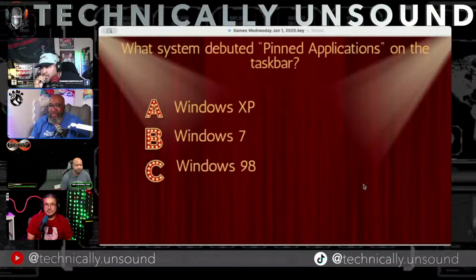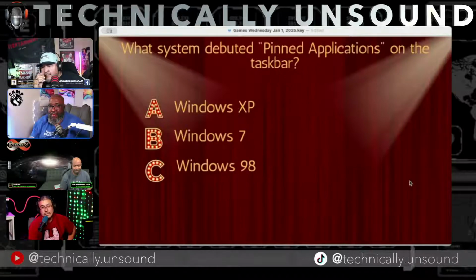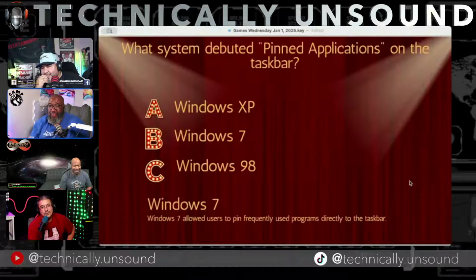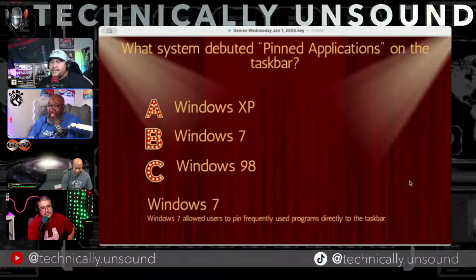I'm gonna guess Windows 7, but I don't know. I'm not guessing on this one. I'll say C. Oh, it's because pinned applications is really like. I like pinned applications. Yeah.